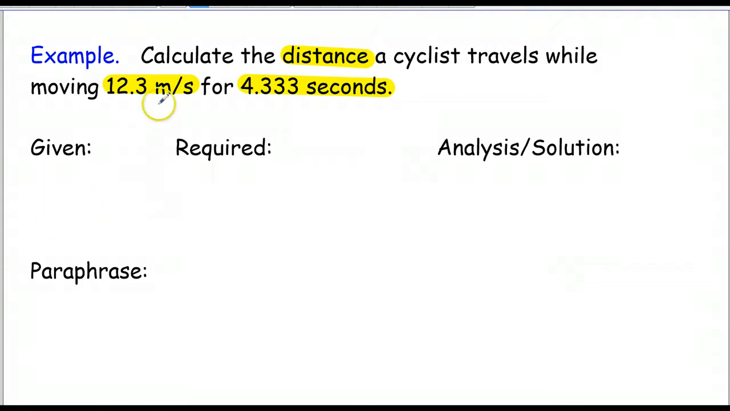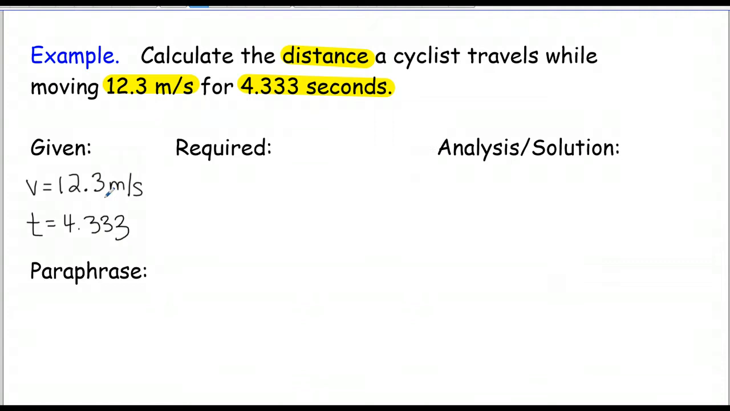So here's our given. They've given us its speed. So I'm telling you what these variables are. We're going to learn about them in the first unit anyway. So speed or velocity, they've given us. And they've given us time in seconds. So we write our given information first.